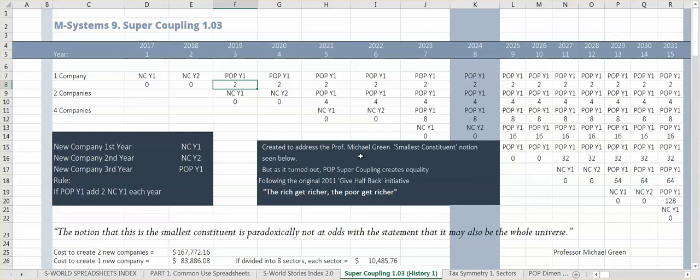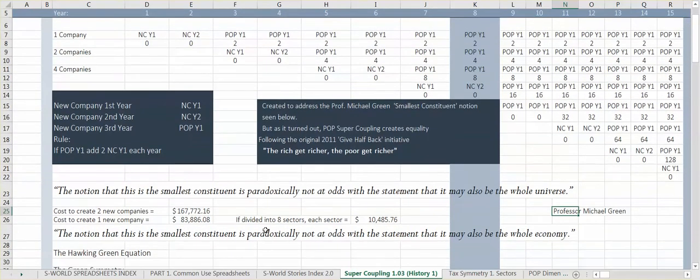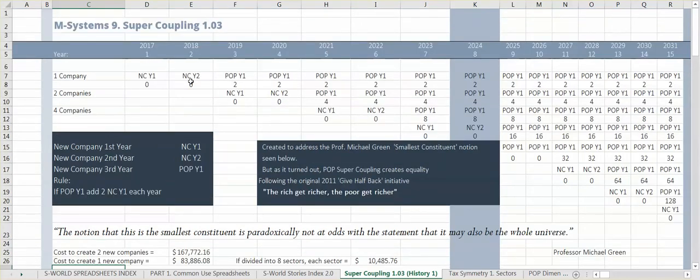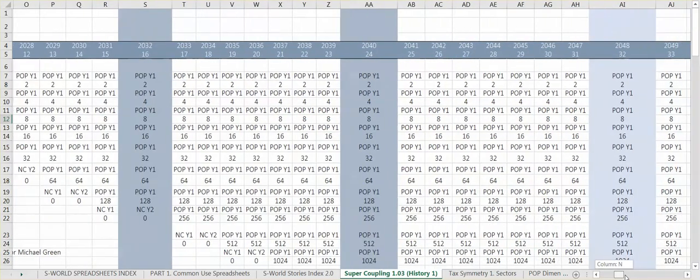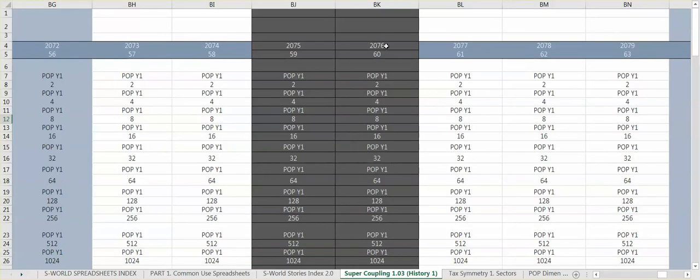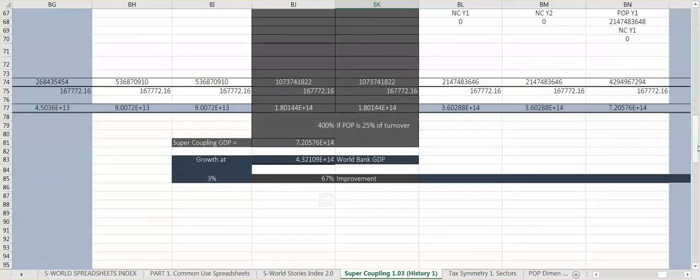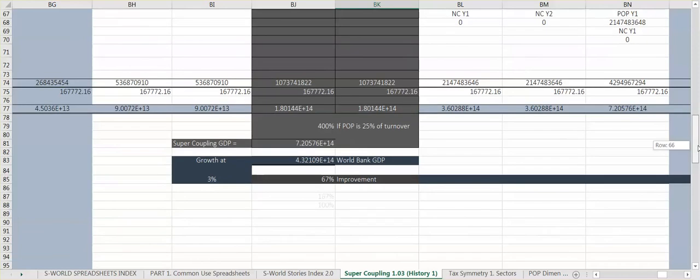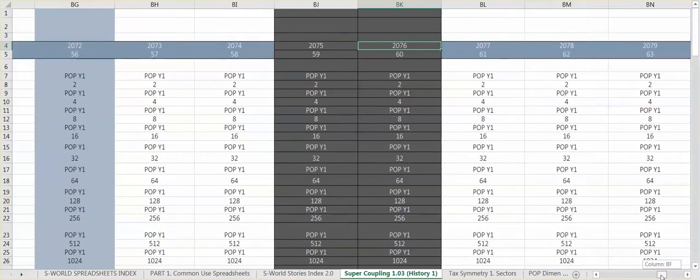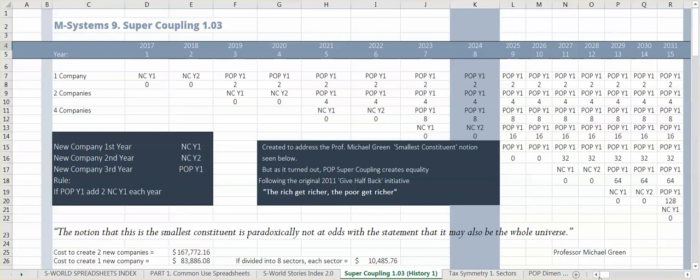Okay, anyway, it's from a quote I heard from Professor Michael Green. The notion that this is the smallest constituent is paradoxically not at odds with the statement that it may also be the whole universe. I tried to get my head around that by thinking about the smallest company, or the smallest constituent of a company, that can end up being the whole economy. And if we watch here, first year, second year, third year, create 2. Then that one, first year, second year, third year, create 2. That one, 4, 8. And you go along, and by, I think, 2076, on paper, that one company has become the entire economy. It owns over 50% of GDP. It's just a very simple mathematical process, but it happened to be history one.